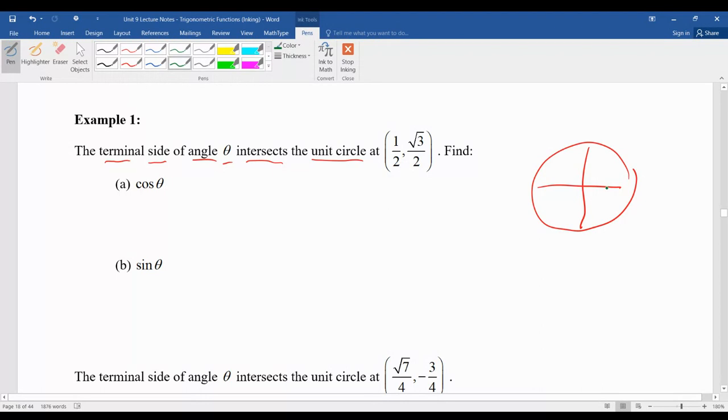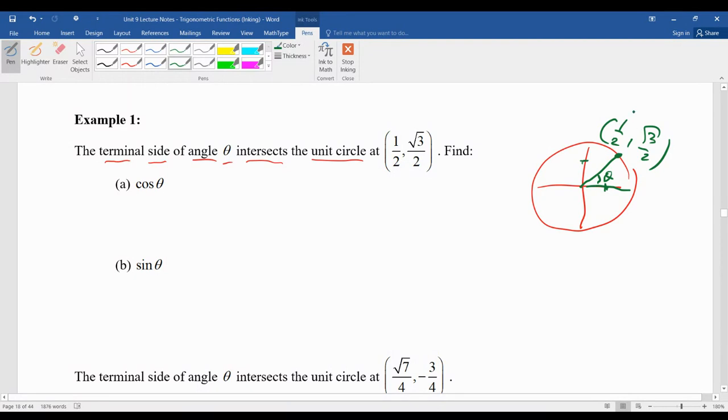So 1/2 would be approximately 0.5 here. And root 3 over 2 is probably somewhere there, so approximately this point over here. So 1/2 comma root 3 over 2. This is the terminal side. This is angle theta. The question says find the cosine of theta.